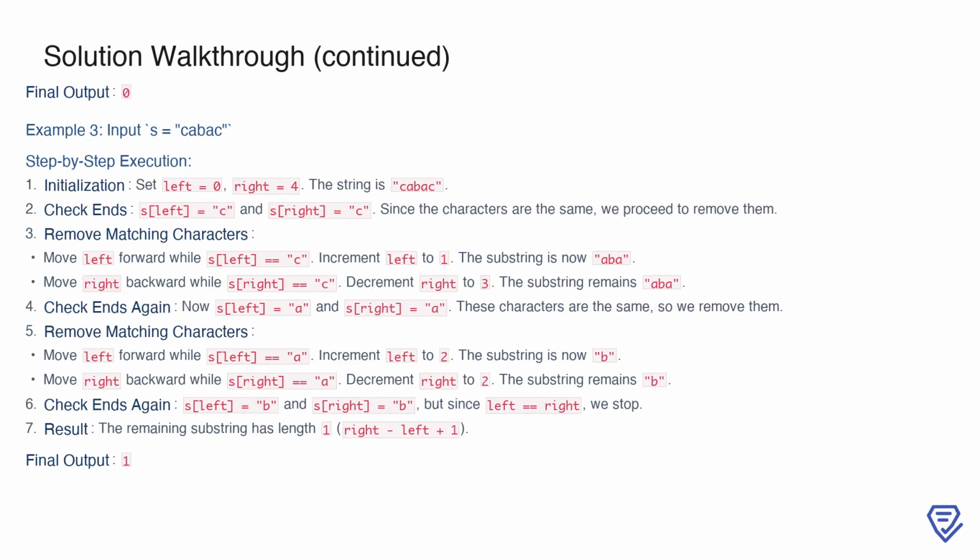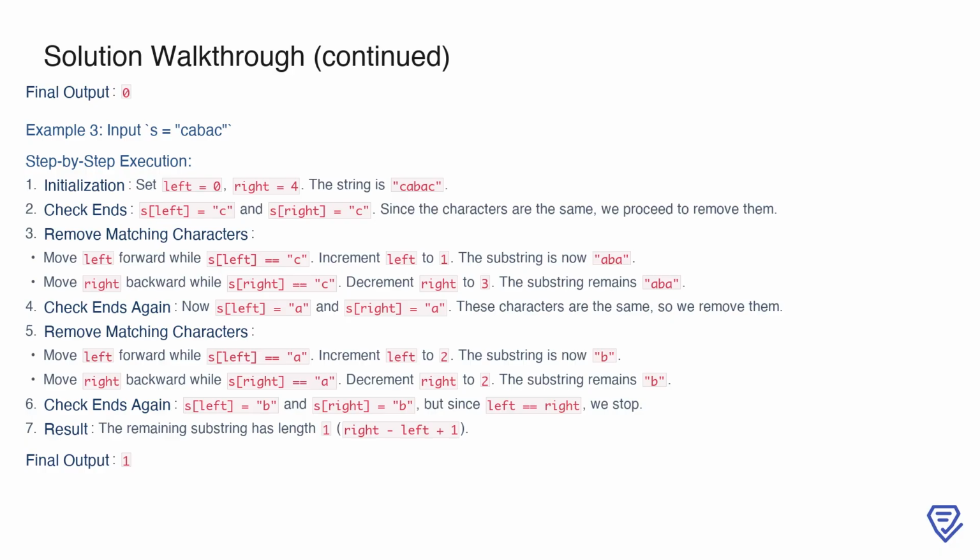Here, the input string is "cabac". We initialize left at 0 and right at 4. The characters at the ends are c, so we remove them. Moving left forward while s[left] is c increments it to index 1, resulting in the substring aba. Similarly, moving right backward while s[right] is c decrements it to index 3, and the substring remains aba.